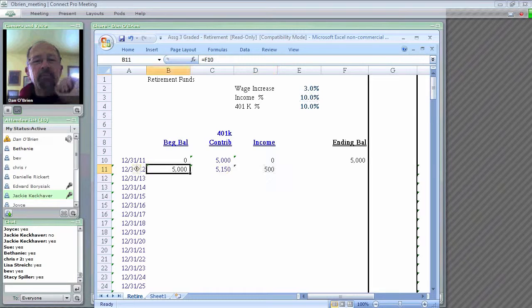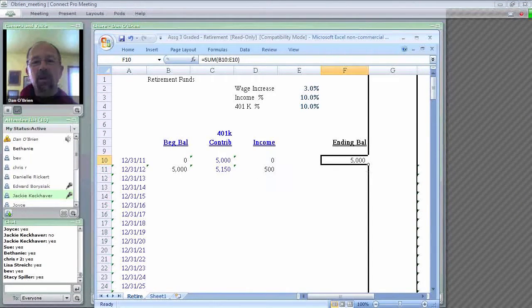Notice 5,000 times 10% is 500. Always look at your formulas and look at them for reasonableness, saying, did I do it right? And if you didn't do it right, you look at it and say, well, I think that should be 10% of my beginning balance. Is it 10%? Yes. Okay, I did it right. This one I can copy down.